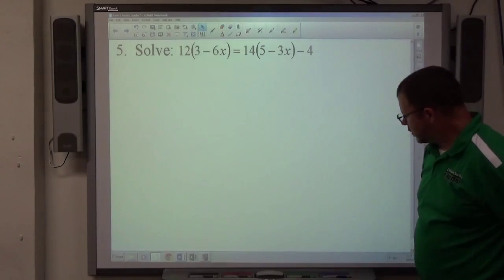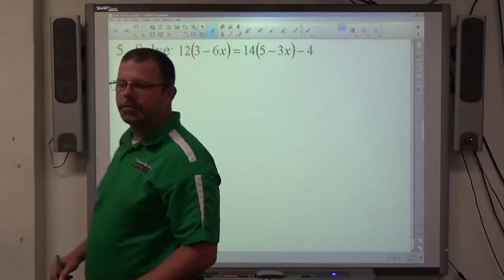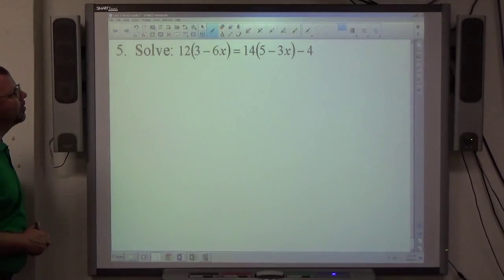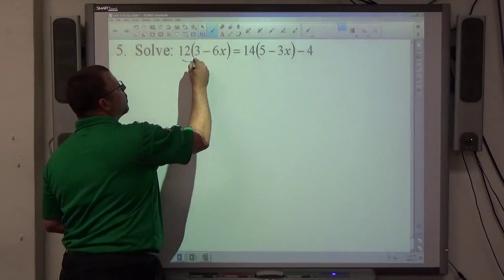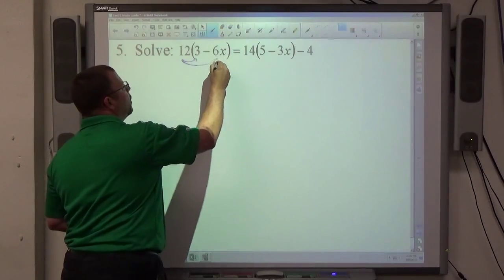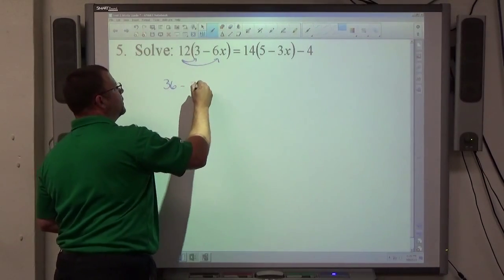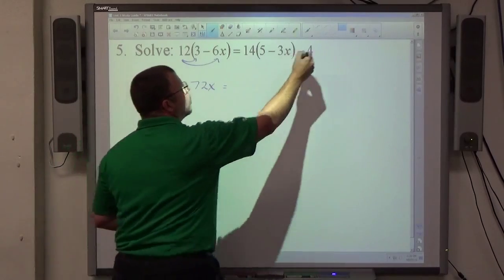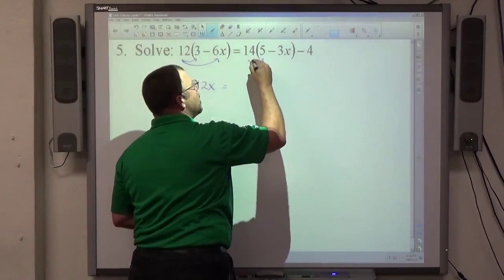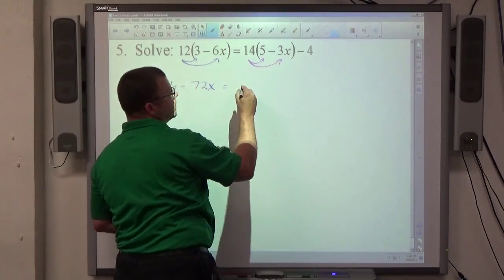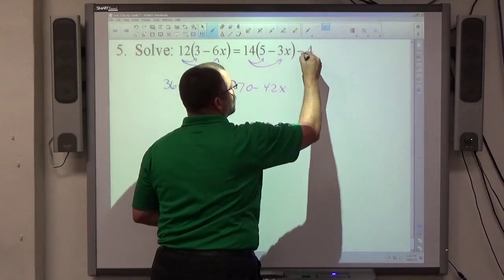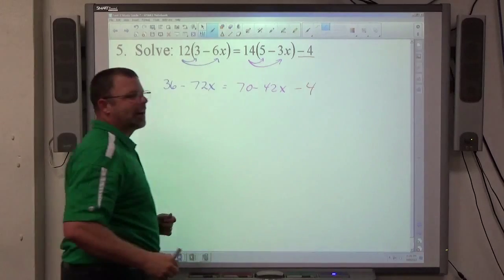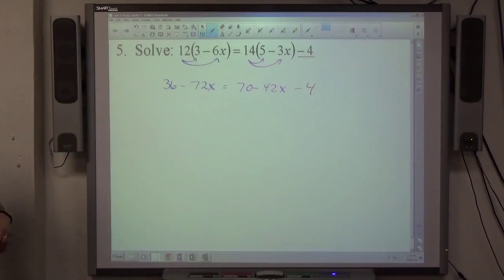Number 5, solving an equation. You'll notice we have parentheses on both sides. A distributive property is necessary to fix the parentheses. I'm going to start there. So 12 times 3 and 12 times negative 6x equals, and then 14 times 5 and 14 times negative 3x. And then there's a minus 4 just hanging out. It's not inside of parentheses, so just bring it down. Always bring down the entire equation as you go.